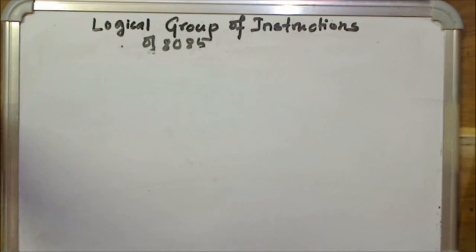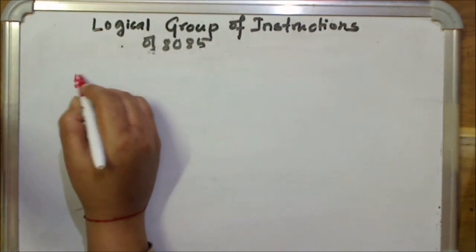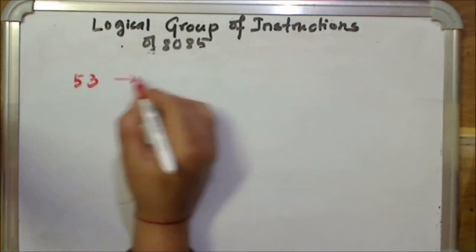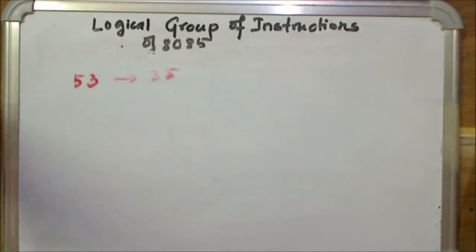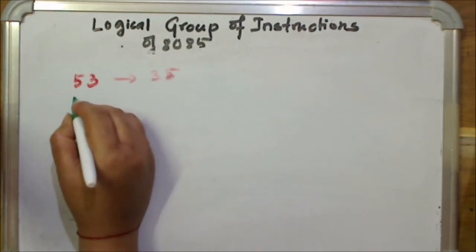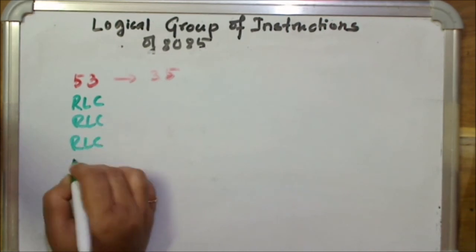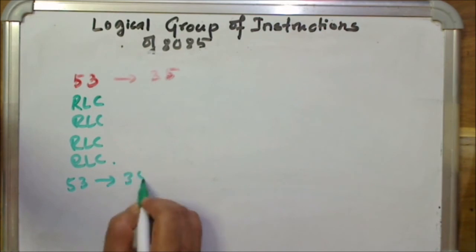Okay. Another example I'll give you. If you have the number 53, I'll tell you, you make it 35. What will it do? Very simple. You rotate the bits 4 times. You write RLC four times, and you will see that 53 has turned into 35.